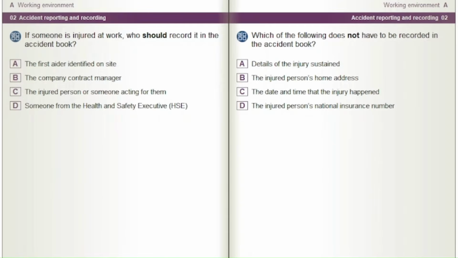Which of the following does not have to be recorded in the accident book? Details of the injury sustained. The injured person's home address. The date and time that the injury happened. The injured person's national insurance number.